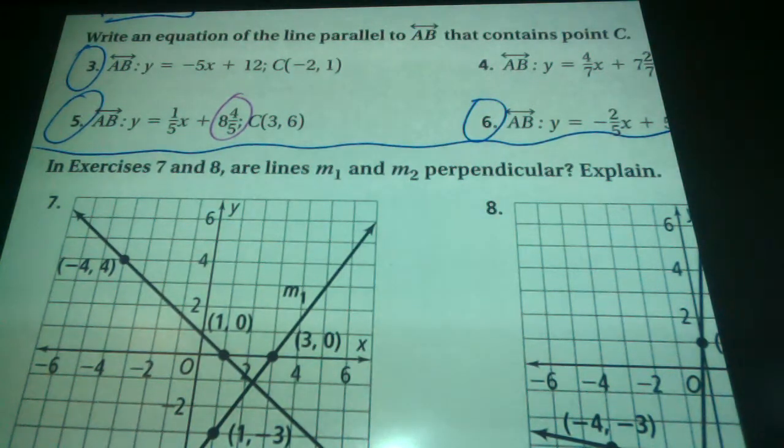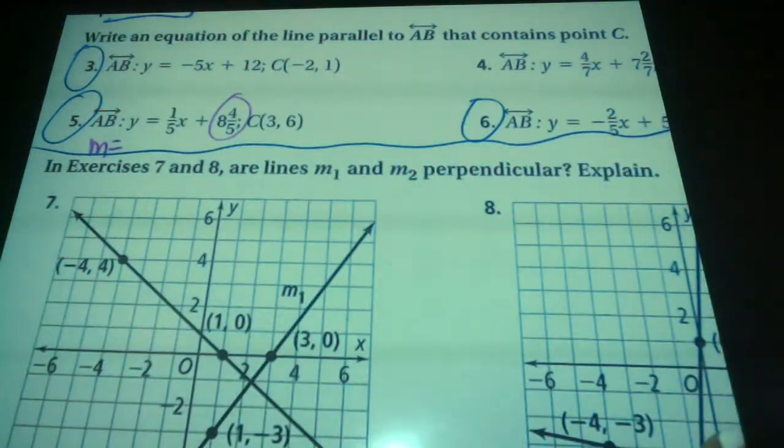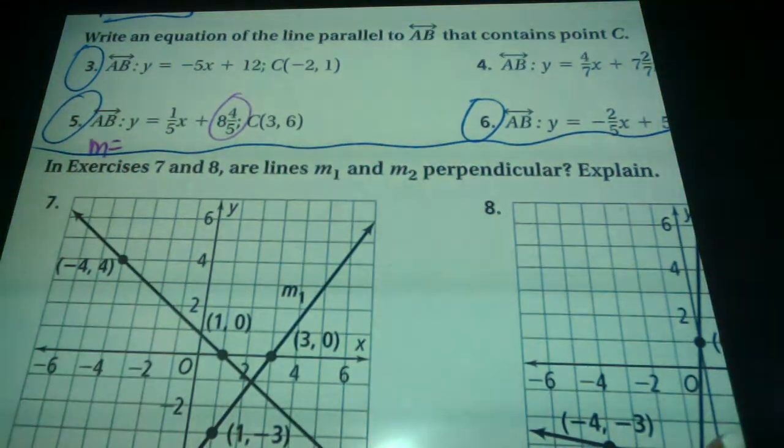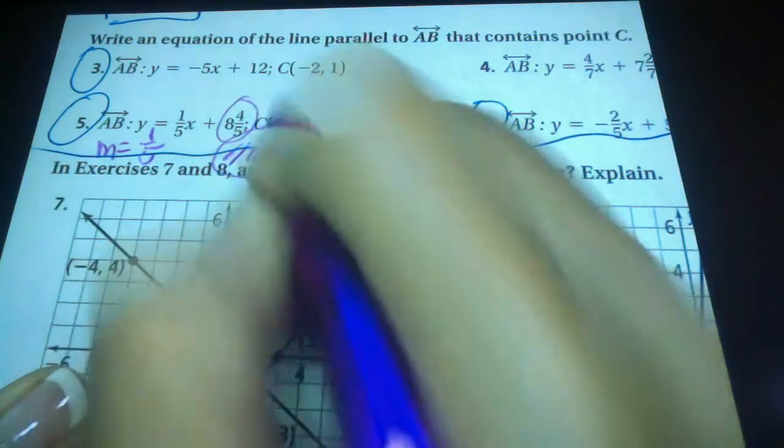All I care about in this line is that my line is parallel to this one. This is not our line. So I want to know what is the slope of this line. Is it 1/5 or is it 8 4/5? It's the coefficient of x, right? So the slope of this line is 1/5. What is the parallel slope? It's also 1/5. That will change tomorrow.